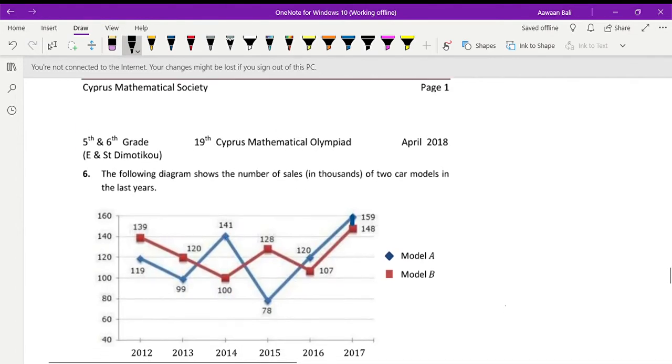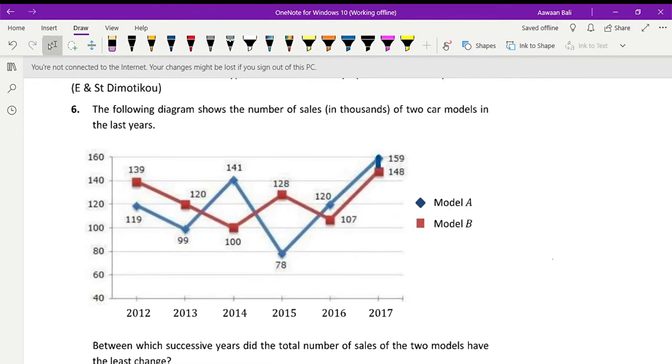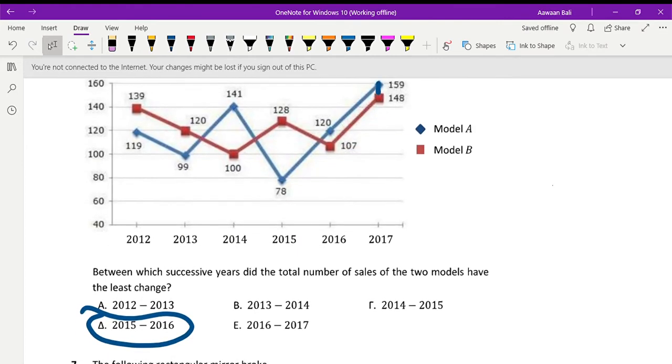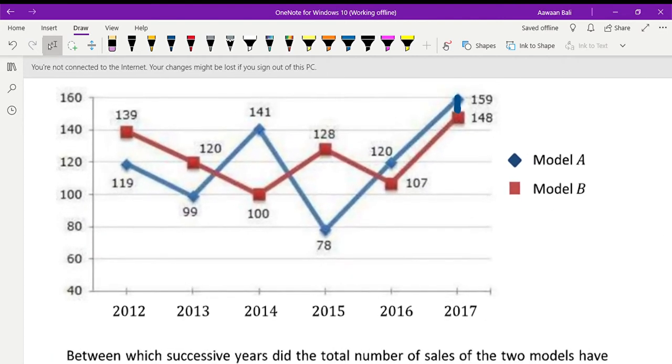Question number 6. The following diagram shows the number of sales in thousands of 2 car models in the last years. Between which successive years did the total number of sales of the 2 models have the least change? So basically, what we're doing here is that we add the positive and negative values. Like here, they're both going down, which means it's negative, and that means it's the smallest.